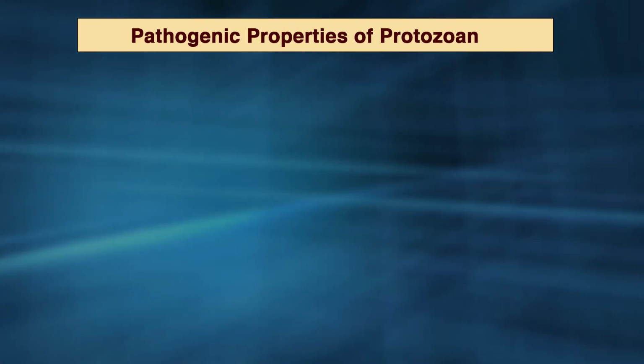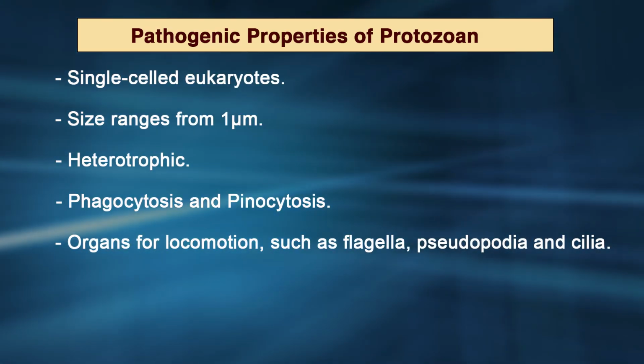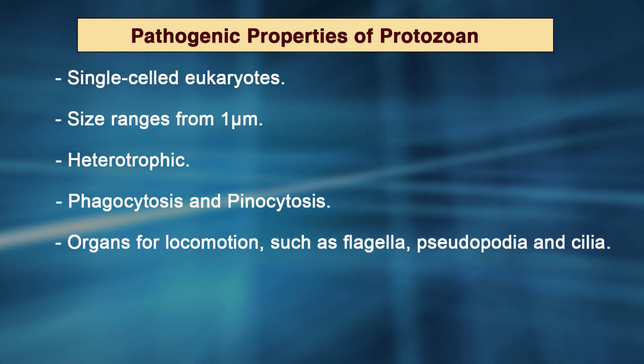Pathogenic property of protozoa. Protozoa are unicellular eukaryotes. They lack a cell wall, like animals. They are sometimes referred to as one-celled animals. They are heterotrophs. They are either free living or parasitic. They cause various diseases in humans. Some of the important characteristics of protozoa are as follows.